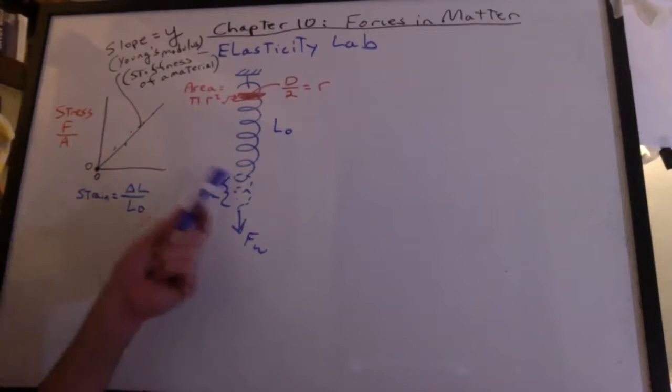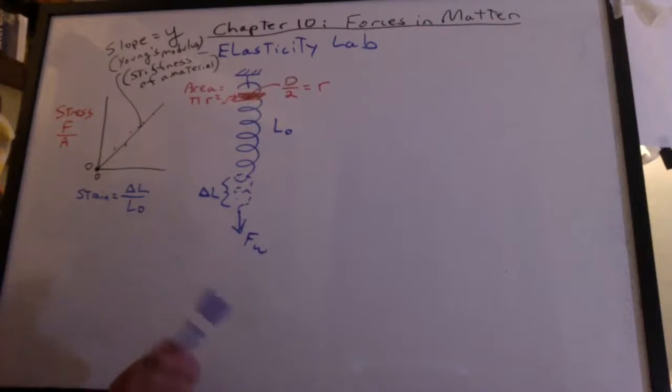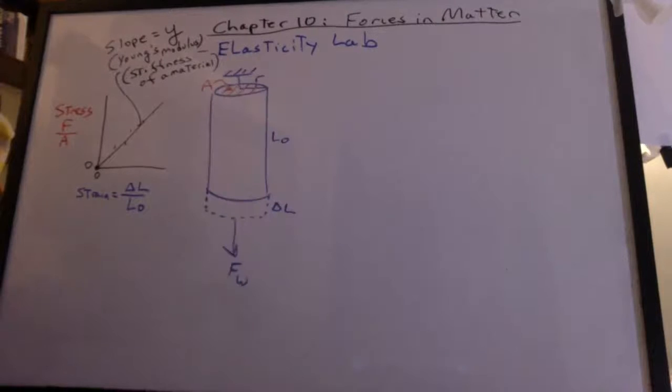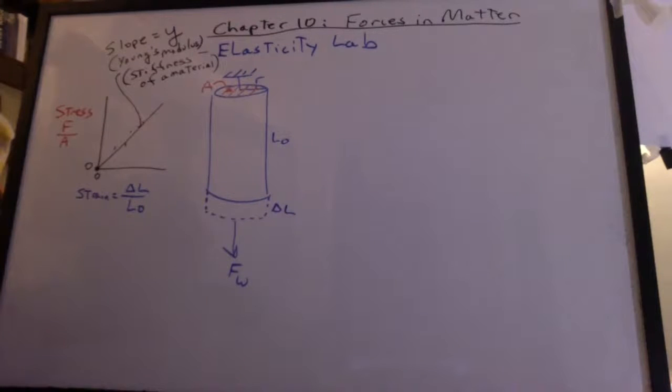Now remember, we're using a spring as a model. I would like to be able to use solid wire, but it's very hard to stretch. But if we had a wire, it would look like this. The diagram would be labeled the same way. Now we want to think of what the wire is made of. It'll appear to be a vertical column of atoms.